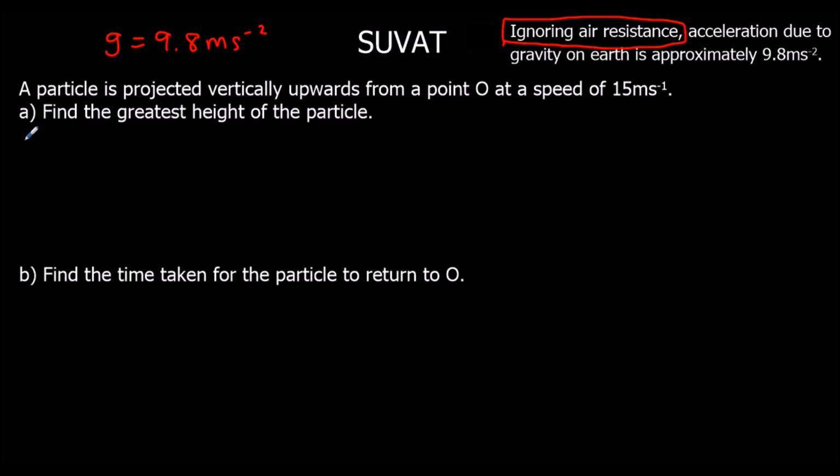So here's a question. A particle is projected vertically upwards from a point O at a speed of 15 meters per second. So we're projecting our particle upwards at 15 meters per second. We're going to call that a positive 15 meters per second.